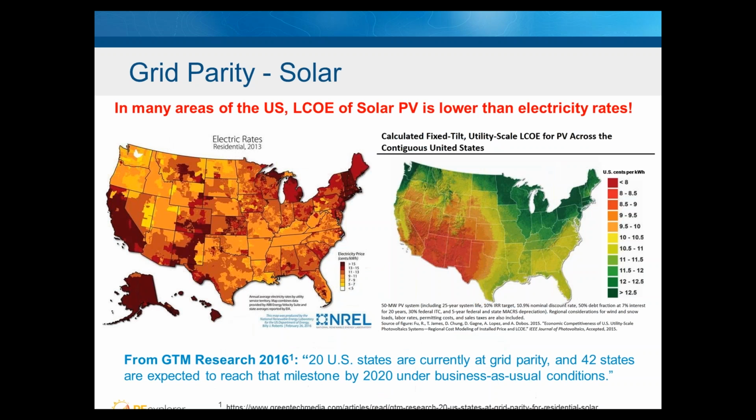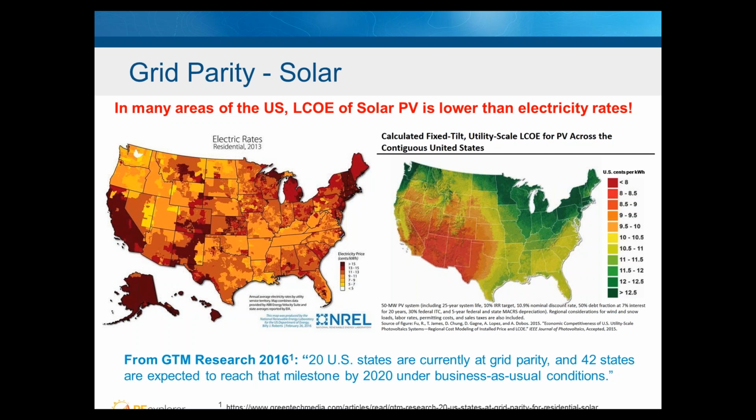The next slide is showing the grid parity for solar energy. This is for the United States. You can see that in many areas of the U.S., the LCOE of solar PV actually is lower than the electricity rates. So it's showing the economic feasibility of solar PV in many areas in the U.S.